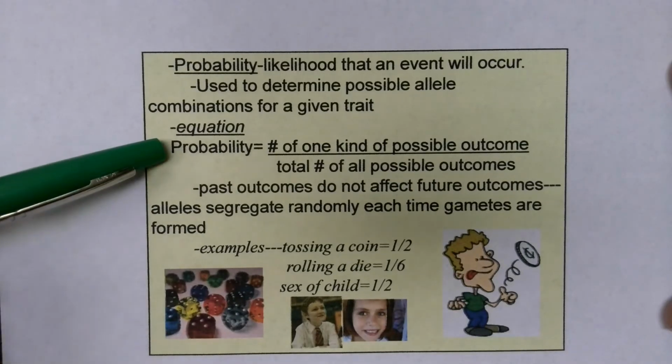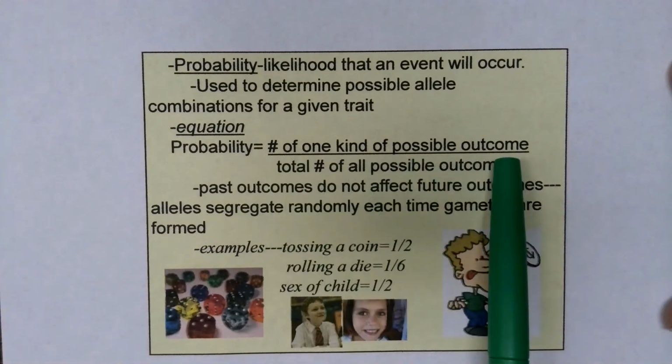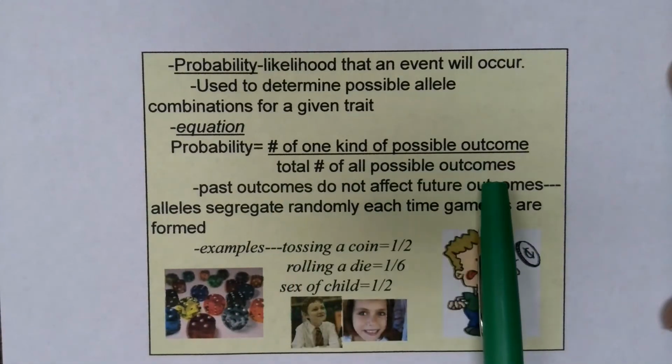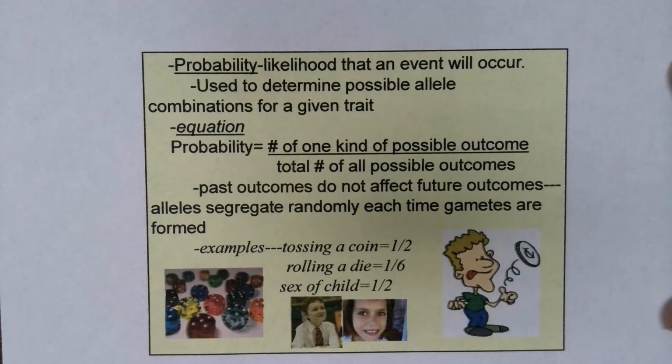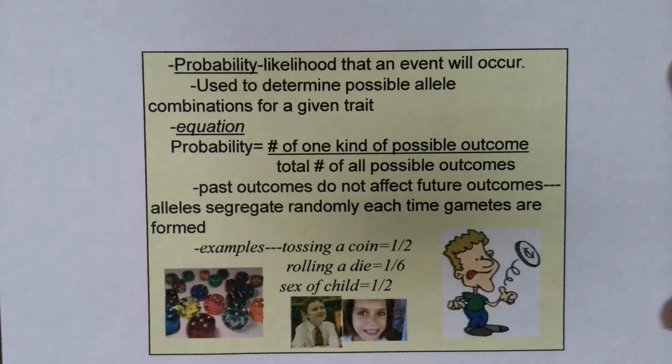So your basic equation for probability is going to be the number of one kind of possible outcome over your total number of possible outcomes. And we're going to always deal with a total of 4 to get started here when we're working monohybrid Punnett square problems, okay? One thing to mention, past outcomes do not affect future outcomes, right? The alleles are going to segregate randomly every time gametes are formed, okay?